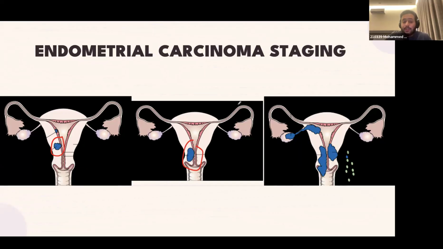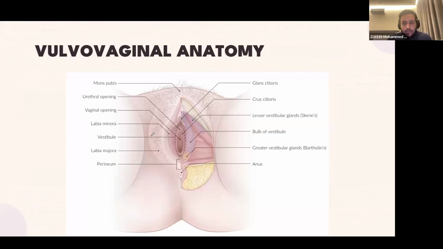Okay? So stage 1 stays in the uterus. Stage 2 goes to the cervix. Stage 3 leaves the cervix, goes to the vagina, or leaves the uterus, goes to fallopian tubes, ovaries, and so on. Stage 4 goes far away. Okay? Just a quick way to remember. We're done with the uterus. Let's go now to the vulvovaginal disorders and anatomy.